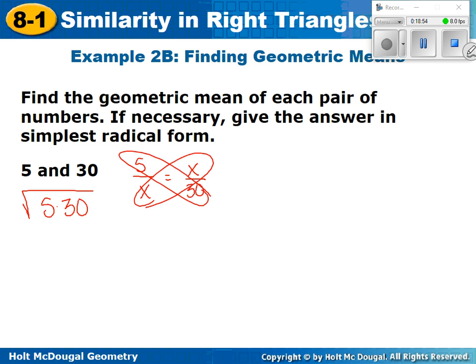Simplest radical form unless it says to round. So don't grab that calculator. It's not going to help you at this point. You need to do this by hand. Simplest radical form. The only time your calculator would be helpful is if this was a perfect square root.